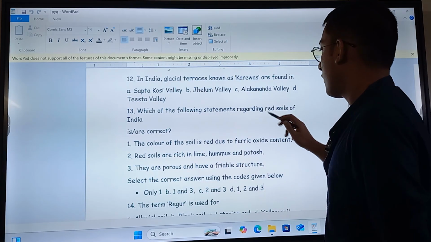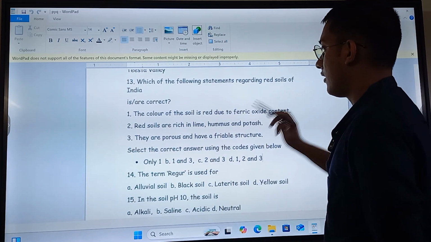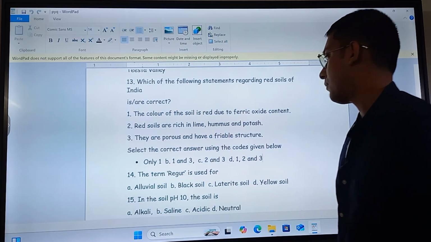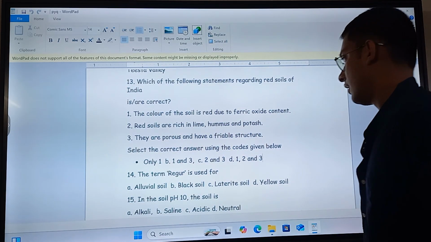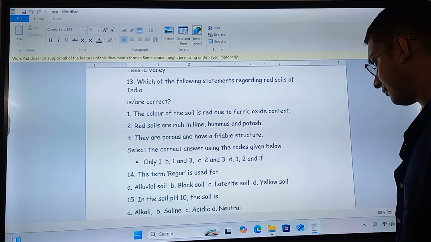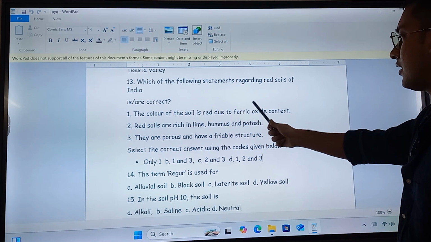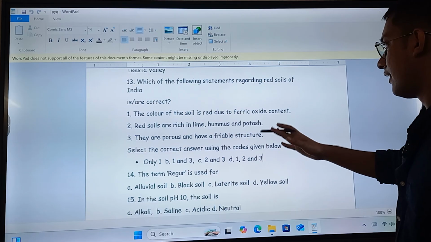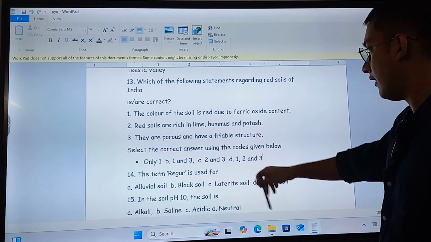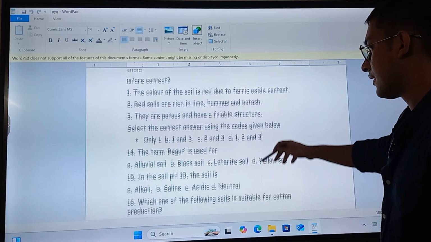Question 12. Which of the following statements about the red soil of India is correct? The color of the soil is red due to ferric oxide. Red soils are rich in lime, humus, potash. They are porous and have a friable structure. Select the correct answer. The answer will be: the color of red soil is due to ferric oxide and they are porous and have a friable structure. It cannot be rich in lime, humus and potash.